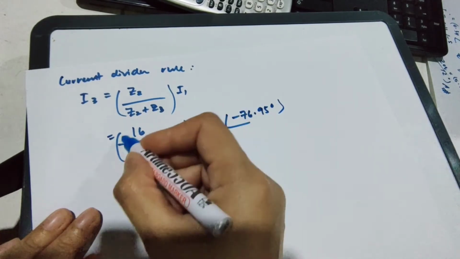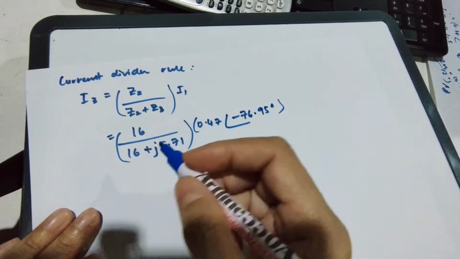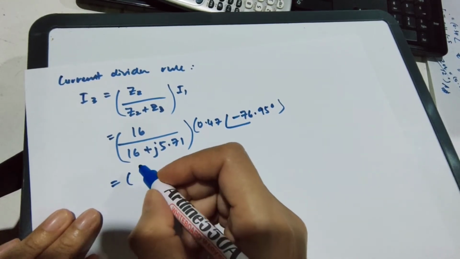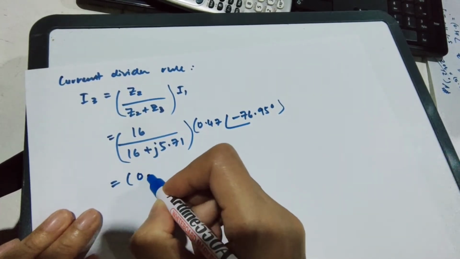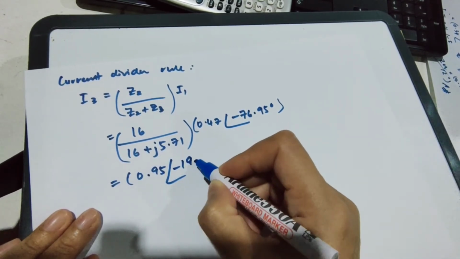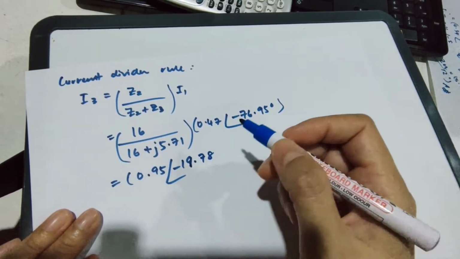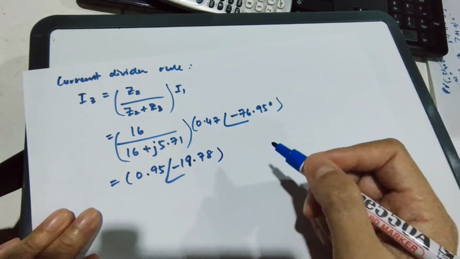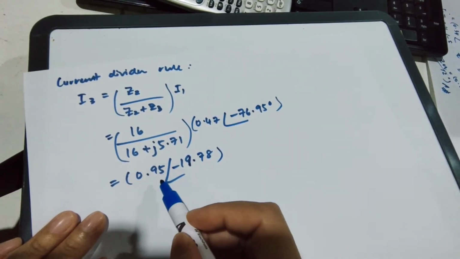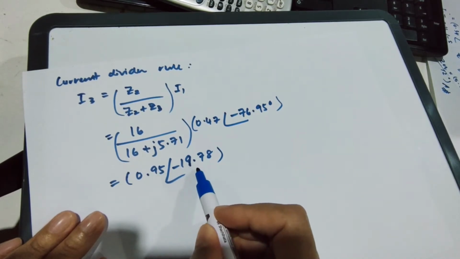Okay, so kita solve. We solve for this complex number first, macam biasa, and then we change into phasor form. You managed to get 0.95, negative 19.7. I think saya dah boleh adapt sikit dengan bunyi tadi. So 0.95 and the sudut is negative 19.78.